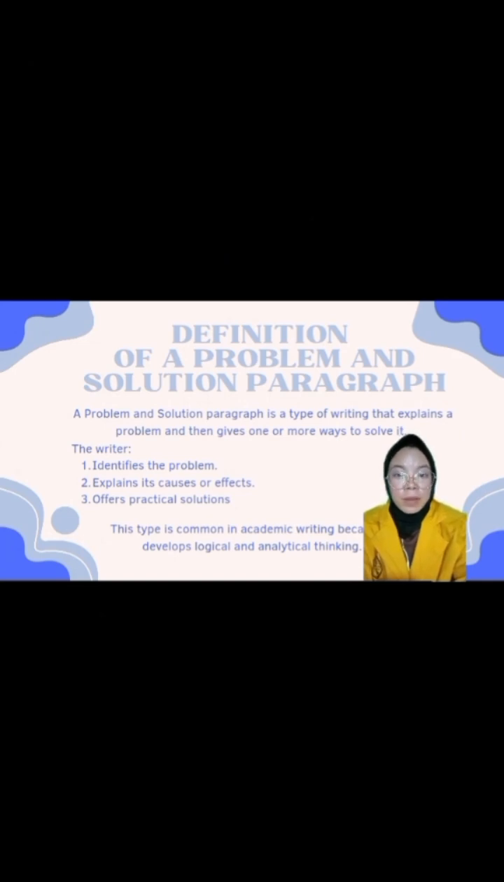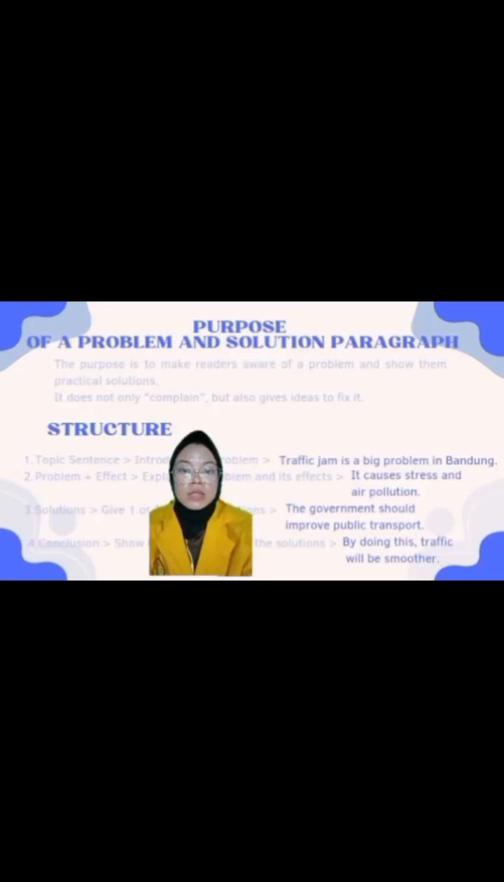Moving on to our main topic. What is a problem and solution paragraph? Simply put, it is a type of writing that explains a specific problem and then gives ways to solve it. As a writer, our job here is to identify the problem, explain why it happens, and offer a practical solution. This type of paragraph is very common in academic writing because it helps us develop logical and analytical thinking. The main purpose is to make readers aware of a problem, but not just to complain. We must also give ideas to fix it.